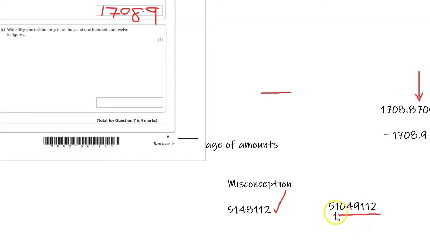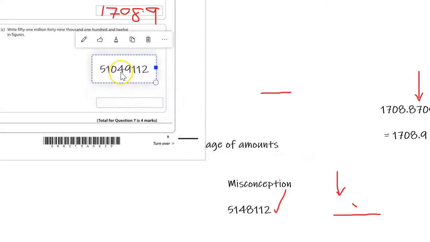The actual figure they're looking for is this. Okay, 51,049,112. And the misconception there is that the figure in the place value of 100,000 is nought, because it's less than 100,000. So this is the number that corresponds to the question that has been asked. Okay, not this one. Okay, so I'm going to leave the question now and then go on to question 8 in another video.